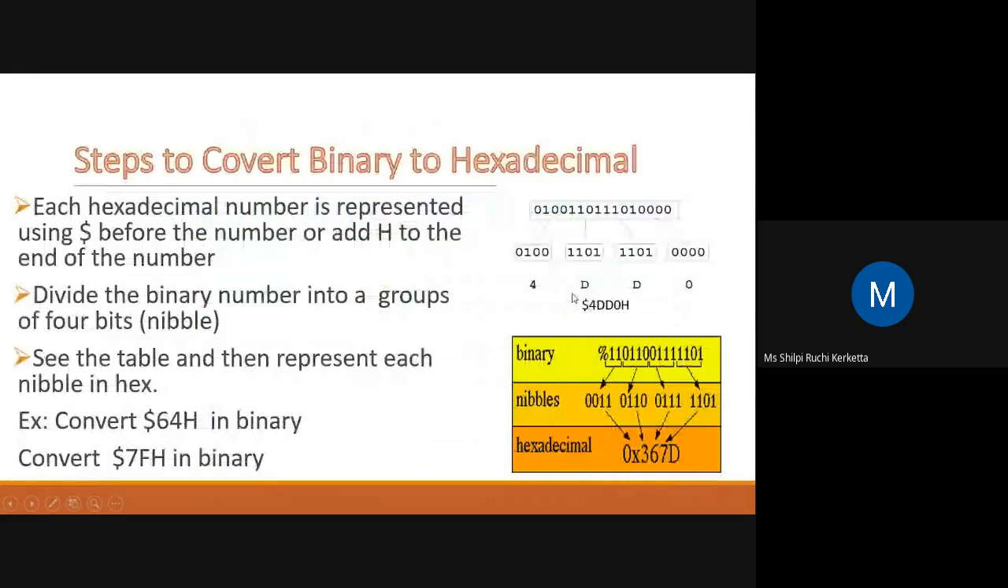So what is the conversion of binary to hexadecimal? We represent it with a dollar sign and an H. So it is $4DD0H. Any doubt?